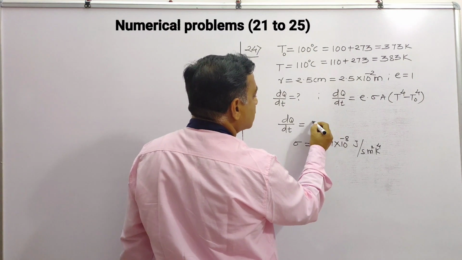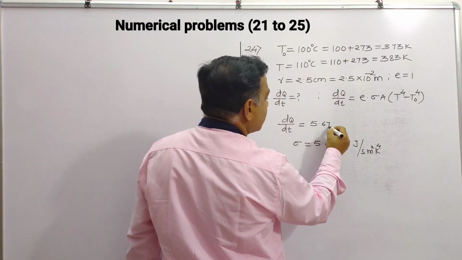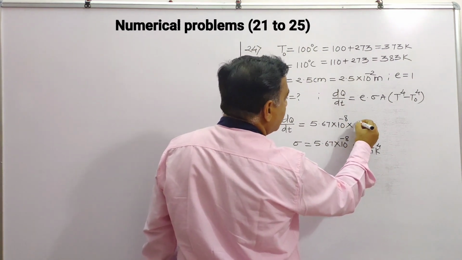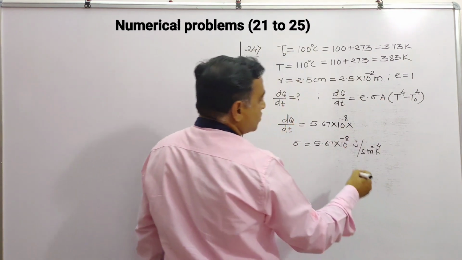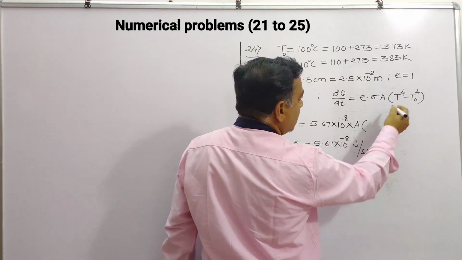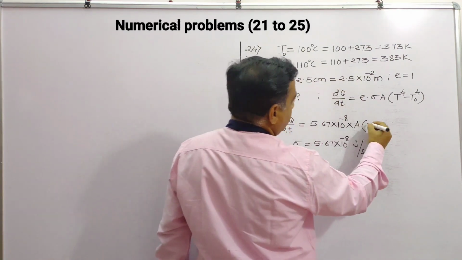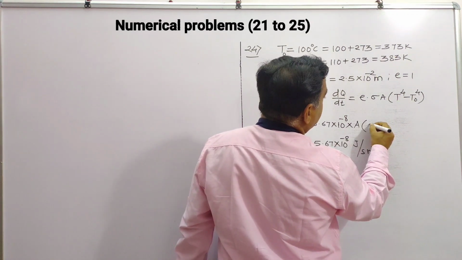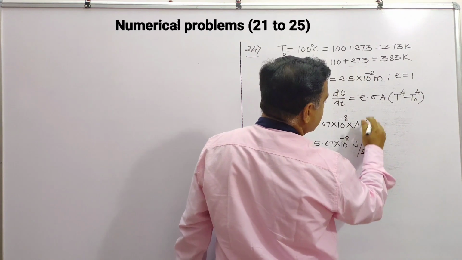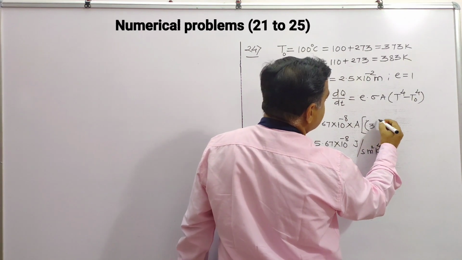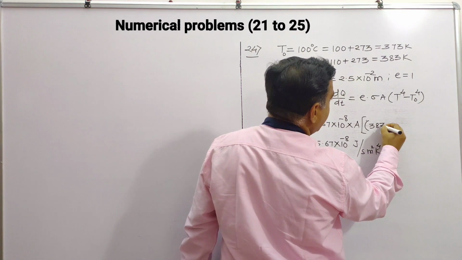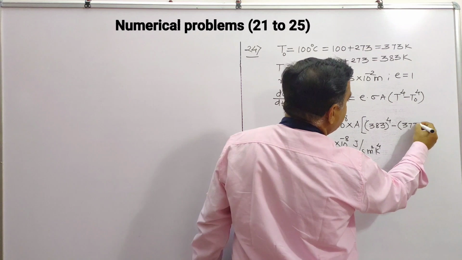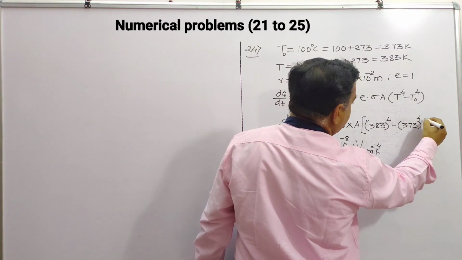What about the sigma? I'm going to substitute now: 5.67 into 10 raised to power minus 8. What about the area? It is 4 pi r square. So separately I'm going to substitute this value. Here it is T raised to power 4, I'm going to write it in a square bracket so that it is easily understood: 383 raised to power 4 minus 373 raised to power 4.